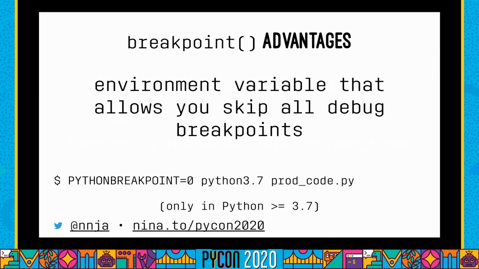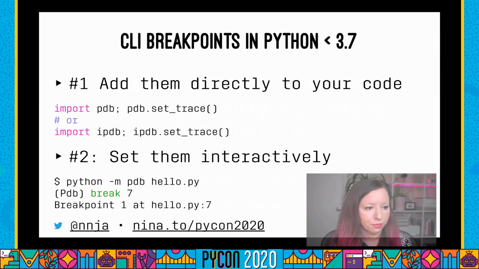For example, you probably want to do that in production, and I'll talk about why that's important a little bit later on. Now, if you're using a version of Python less than 3.7, there are other ways to add breakpoints. You can add them directly into your code. So you import pdb and then call pdb.set_trace on the line of code where you'd like to set your breakpoint.